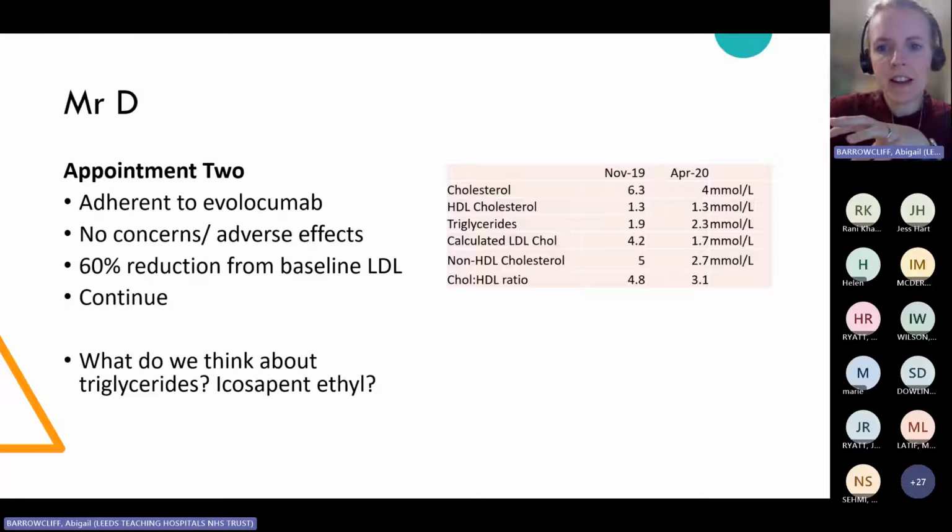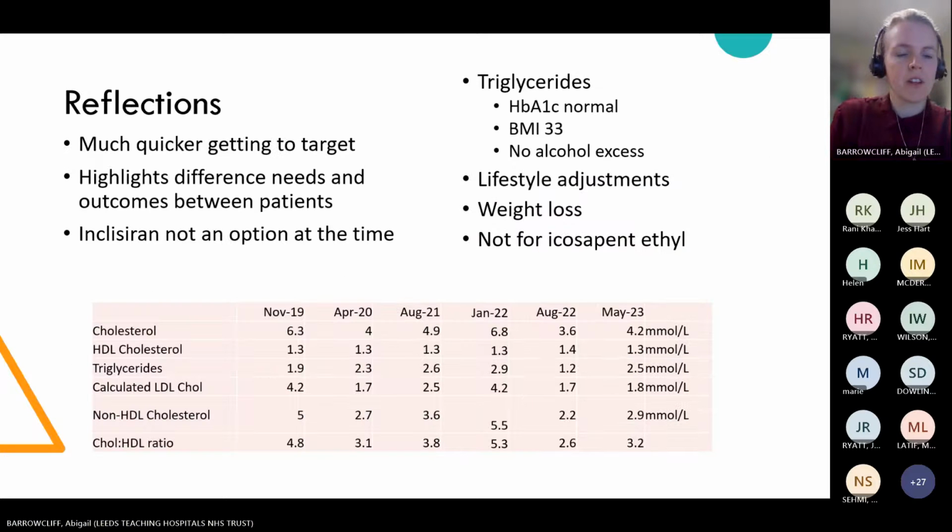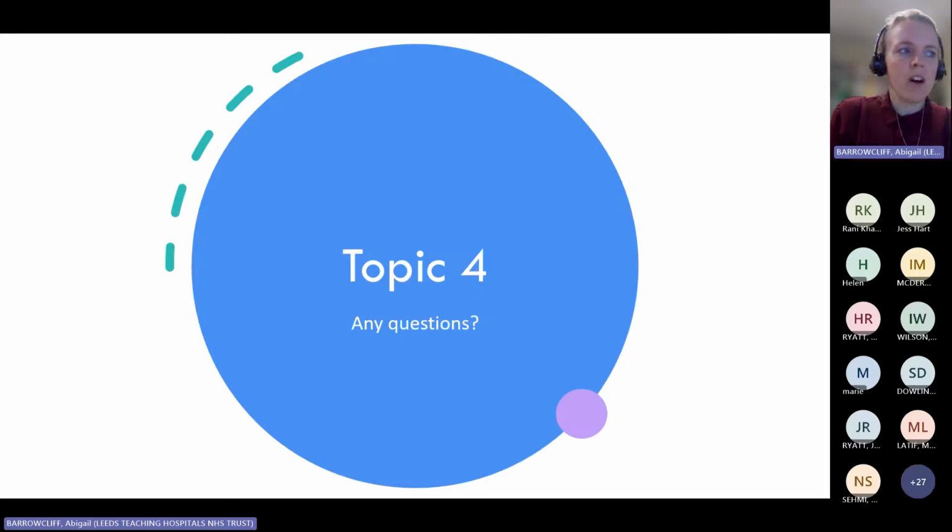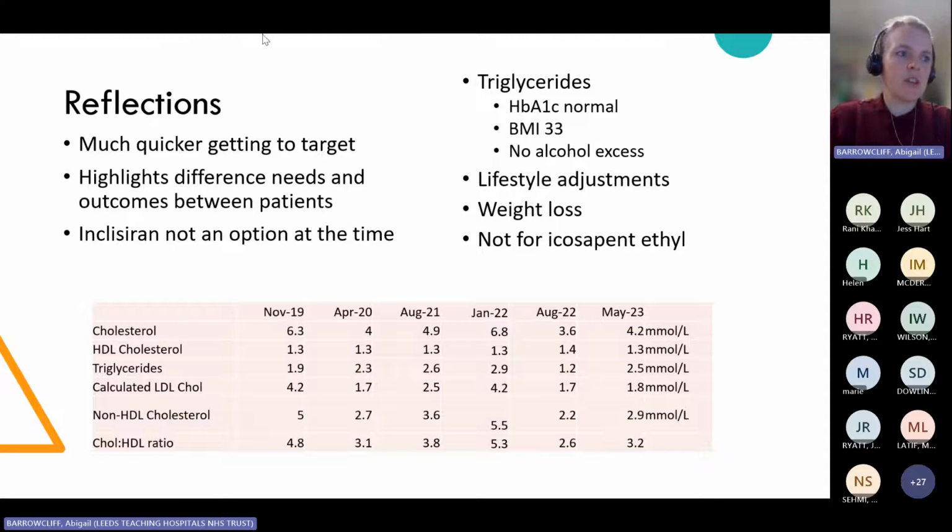However, if we have a look at his triglycerides, in November 19, they were 1.9. In April 2020, they've gone up slightly to 2.3. So let's have a bit of a think about that. Are we concerned? Do we need to start icosapent? In terms of the triglycerides, they are slightly raised. And so what we would do for the next full lipid profile is ensure that we took a fasting sample. We also need to rule out any uncontrolled diabetes and any excess alcohol as a cause.